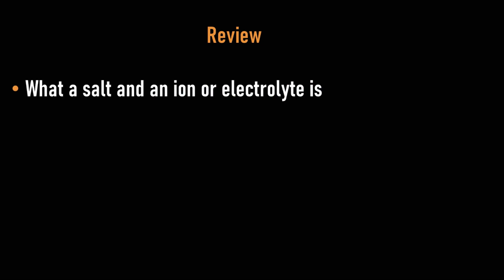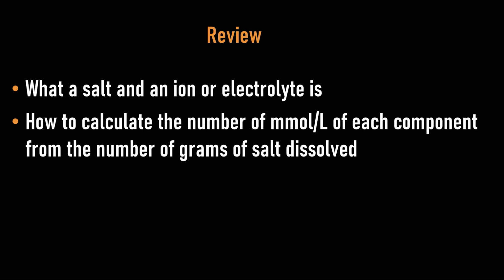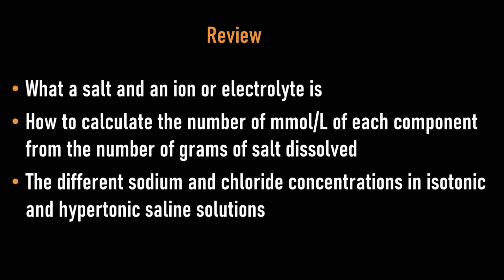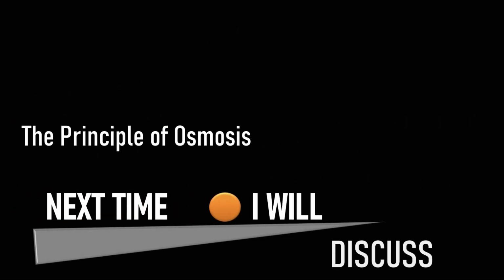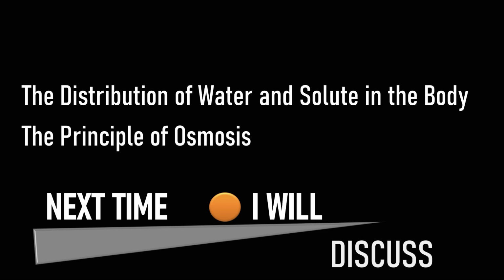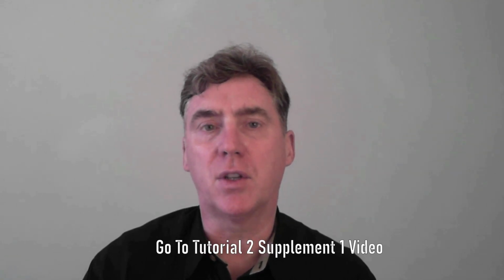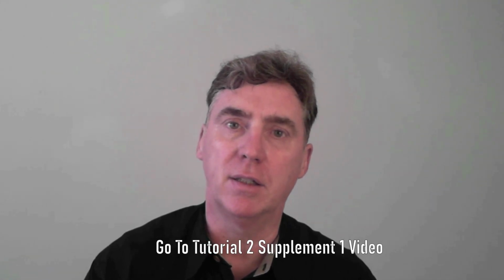Let's review this tutorial. What we covered here was what a salt and an ion or electrolyte is, how to calculate the number of millimoles per litre of each component from the number of grams of salt dissolved, and the different sodium and chloride concentrations in isotonic and hypertonic saline solutions. Next time, I will discuss the principle of osmosis, the distribution of water and solute in the body, and the concept briefly of osmotherapy. You can move on to tutorial 3 now, or join me to look at some examples of calculating out the ionic contents of IV fluids.